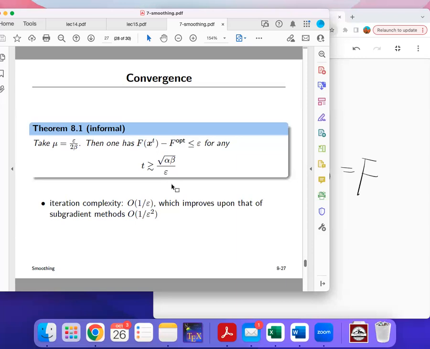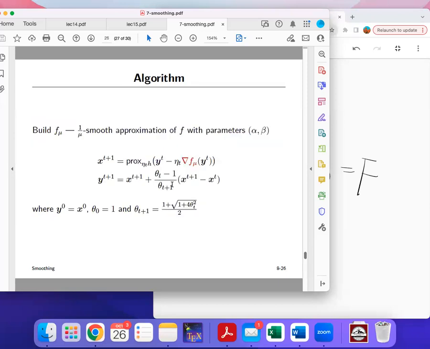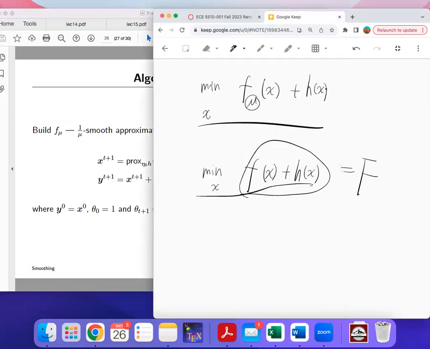So you see this result is slightly different from the previous analysis of those optimization algorithms. If you look at this algorithm, it is applied to solve this approximated problem. Okay, so let's call this f sub mu.